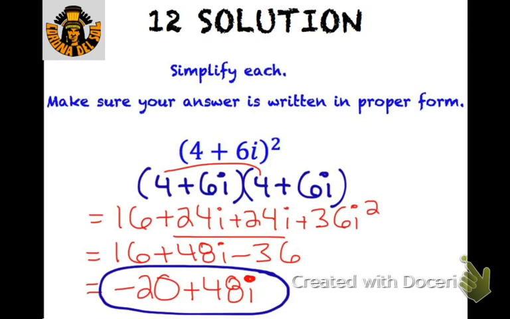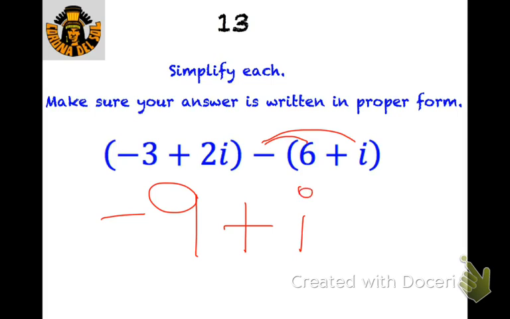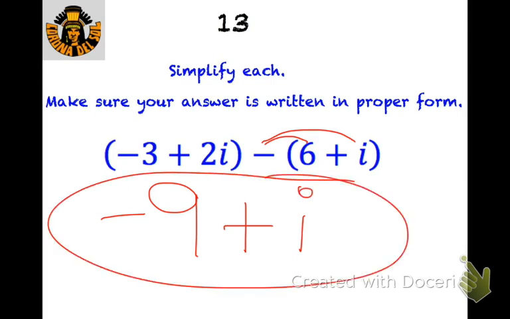Okay, next one is actually easier. So when you have a minus sign in front, you just have to make sure to distribute that minus sign. So this is negative 3 minus 6, so that makes negative 9. And then we have 2i minus 1i, so that just makes plus i. Just make sure you don't multiply those because it's just subtraction.